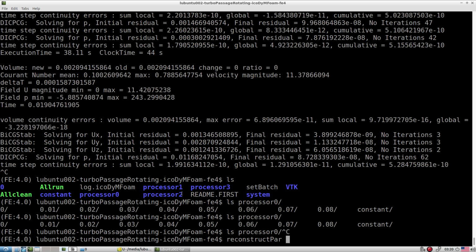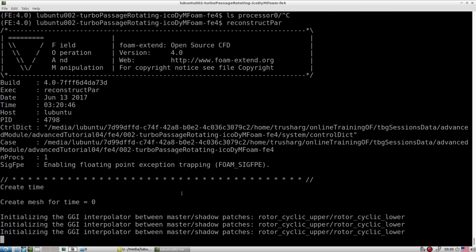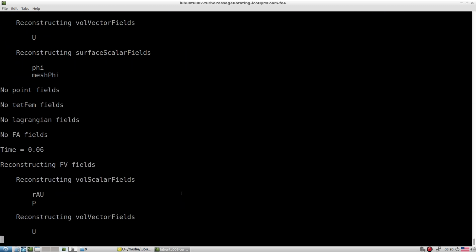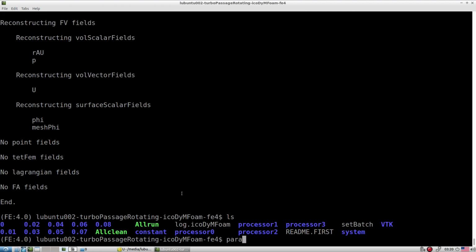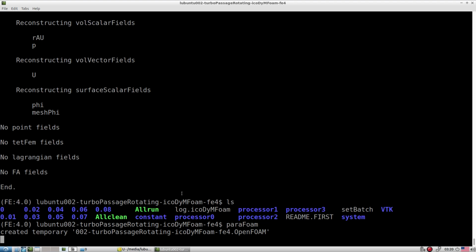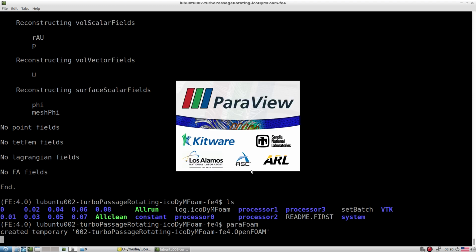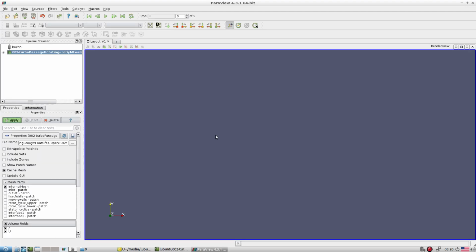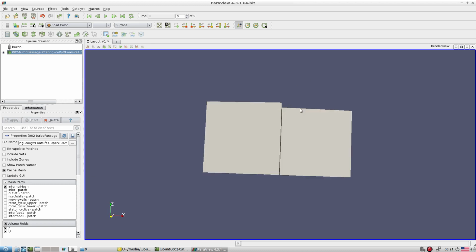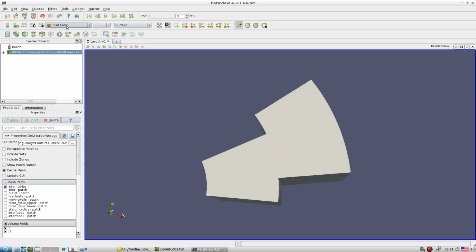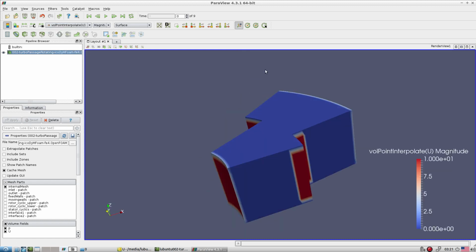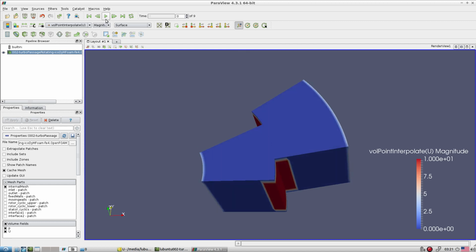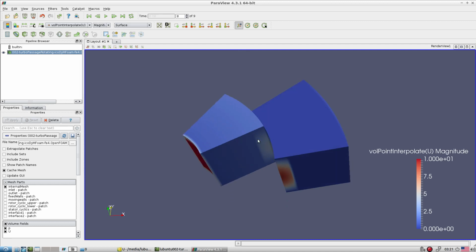So if you type reconstructPar, and you want to reconstruct each and every file, you can straight away type that. And let's now look at the results. So this is what we have, and here is the input first file. So look, it starts rotating.